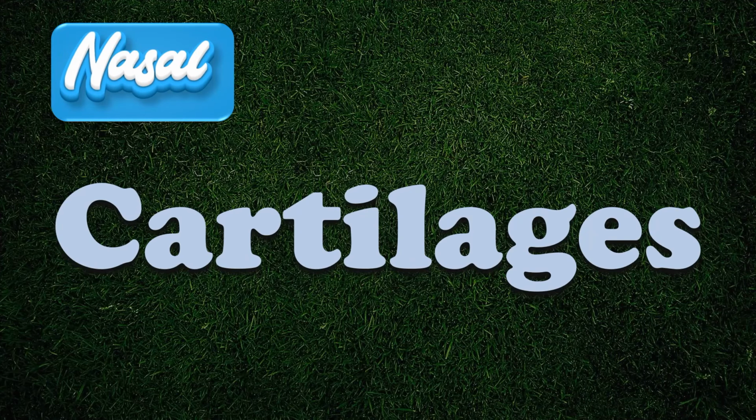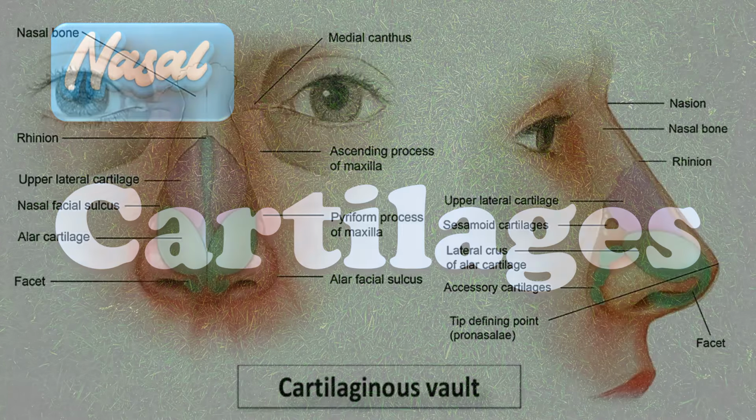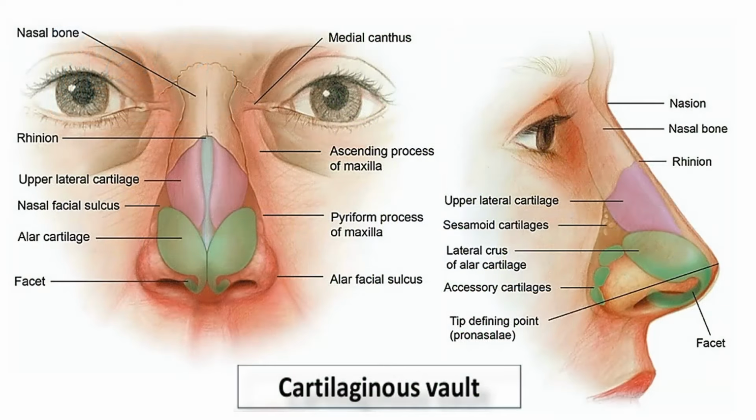Nasal cartilages. The cartilaginous dorsum consists of paired upper lateral cartilages and the cartilaginous septum.